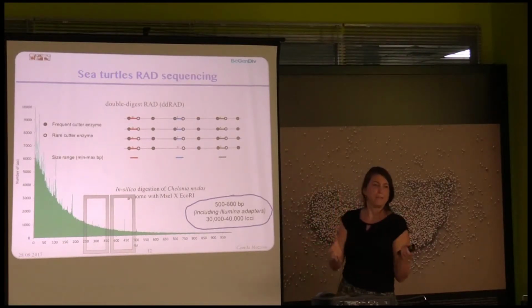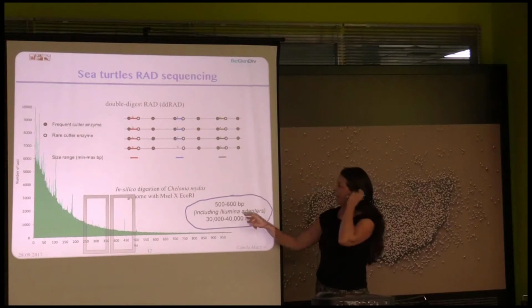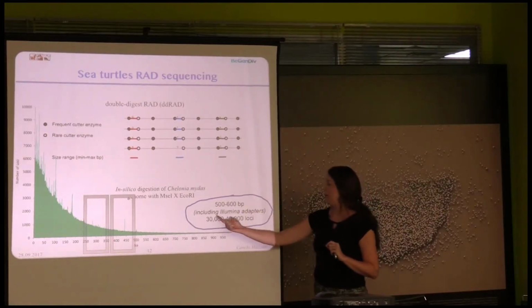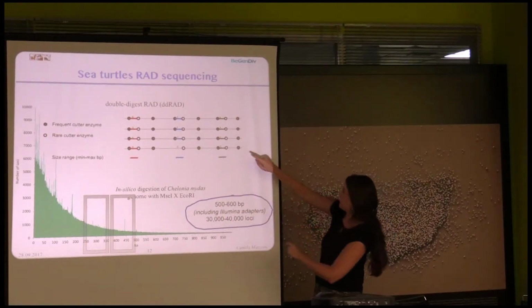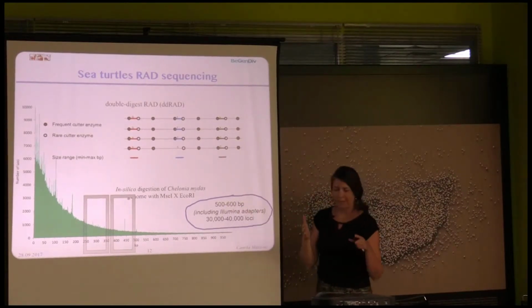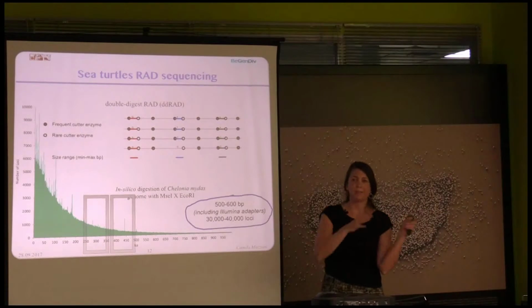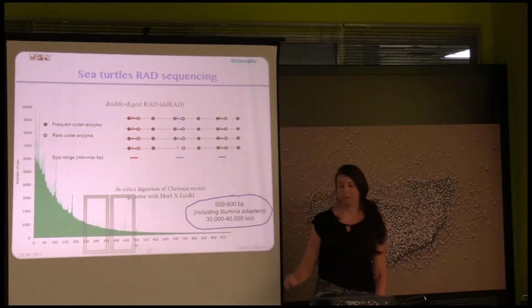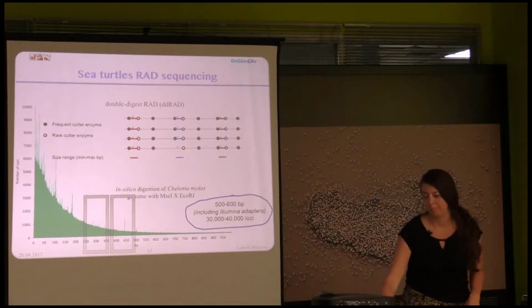So we knew it wouldn't be exactly that. And at the end of the day, we could select between 500 and 600, but this includes the adapters that we are adding. So if this is what we are selecting in the lab, you have to discount the adapter sizes so that you actually have the proper sizes of the fragments from your genome.